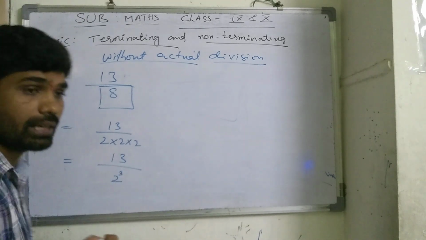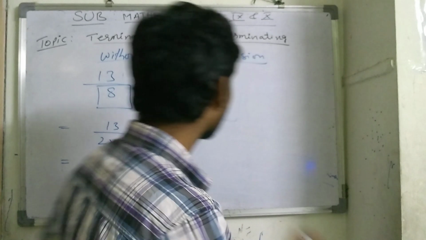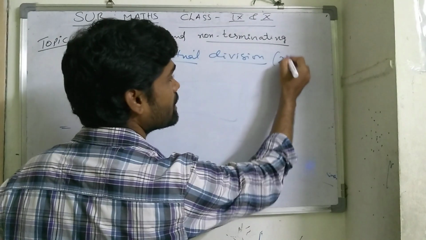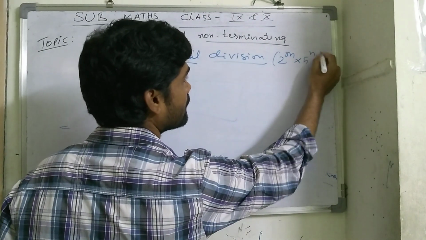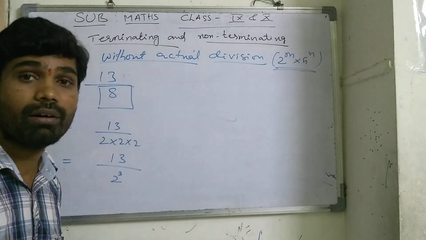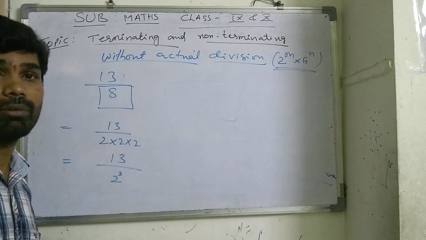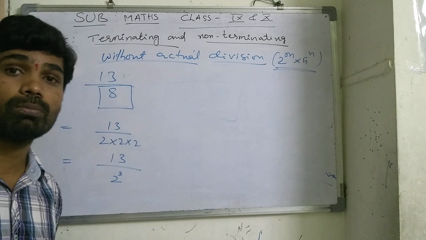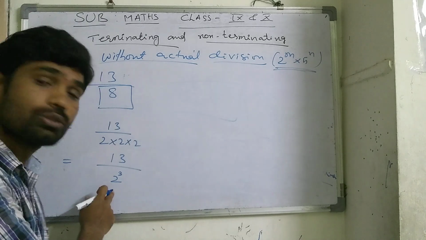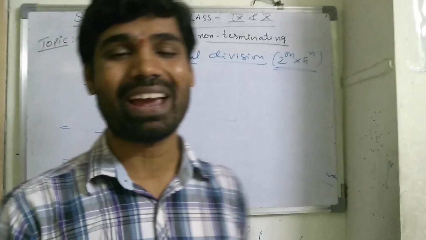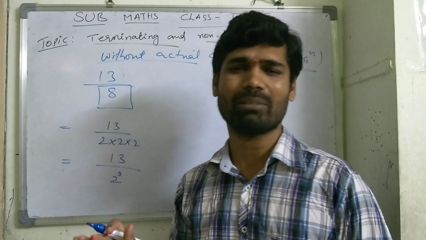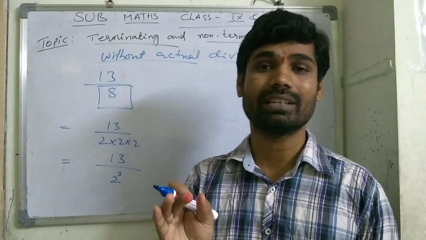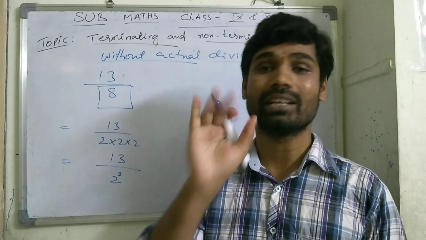What is our target? Without division, the denominator should be in the form of 2 power m into 5 power n. Yes, it is in the form of 2 power m, isn't it? So it has only 2 as a factor. There is no other number. So undoubtedly we can say it is terminating.